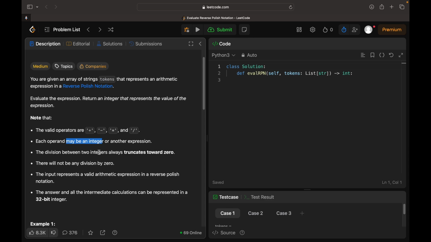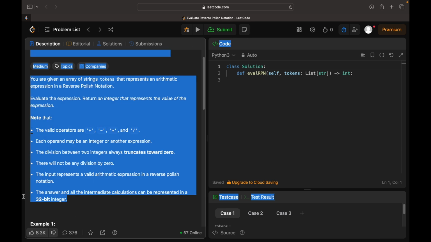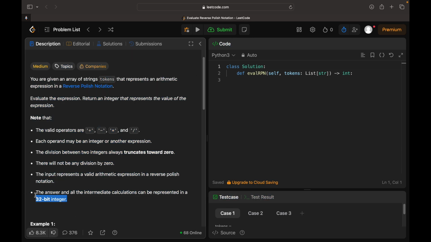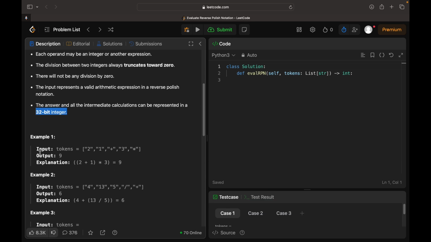The division between two integers always truncates towards 0. There will not be any division by 0 because that's undefined. The input represents a valid arithmetic expression in reverse Polish notation, so we can always be sure that we are given an actual valid reverse Polish notation. The answer and all the intermediate calculations can be represented in a 32-bit integer. A 32-bit integer basically means that you can have values from minus 2 to the power 32 till 2 to the power 32. And here is our input.